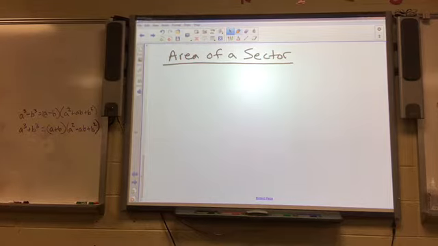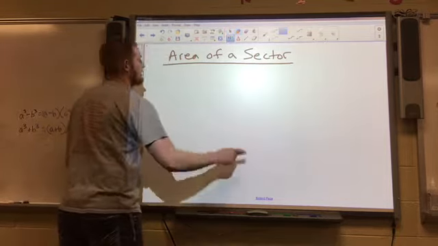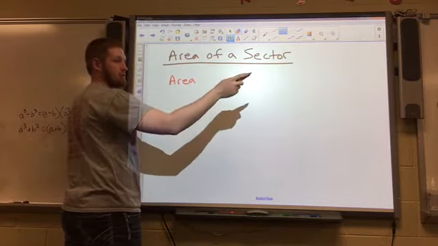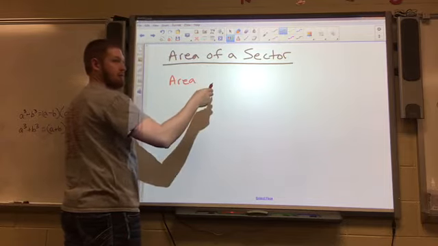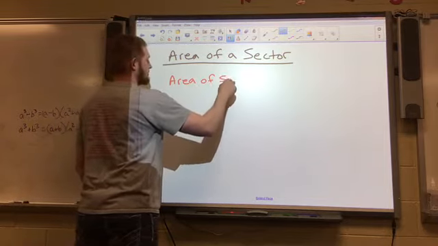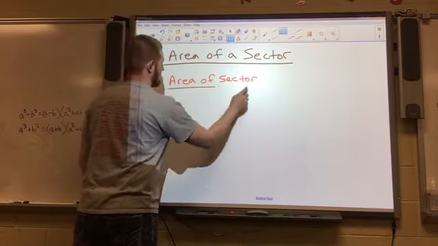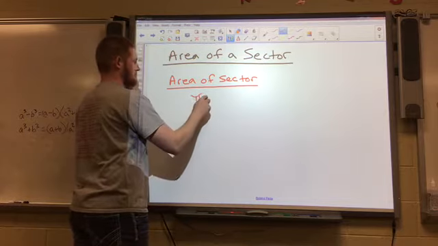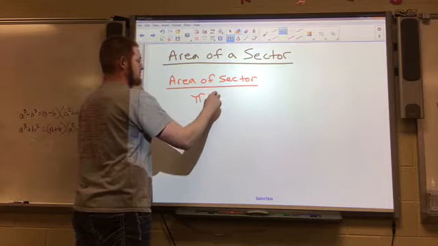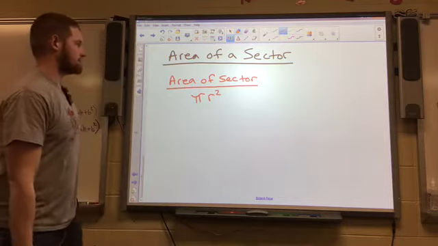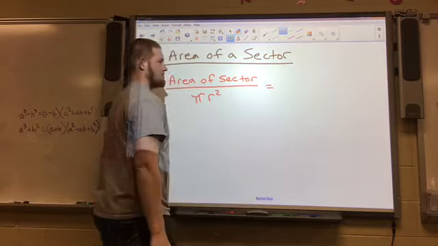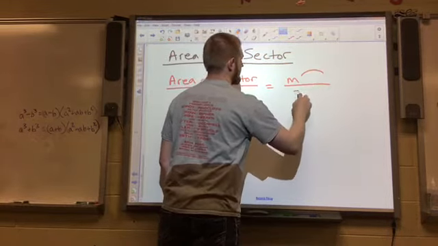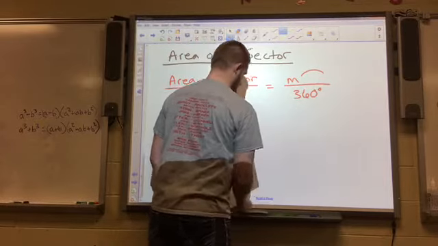All right. Area of a sector. We're going to set up another proportion just like we did in the other one, because they're pretty similar in what we're finding, right? So it's going to be the area of a sector divided by the area of the circle, which is, how do you find the area of a circle? Pi r squared, equals the measure of the arc divided by 360 degrees.